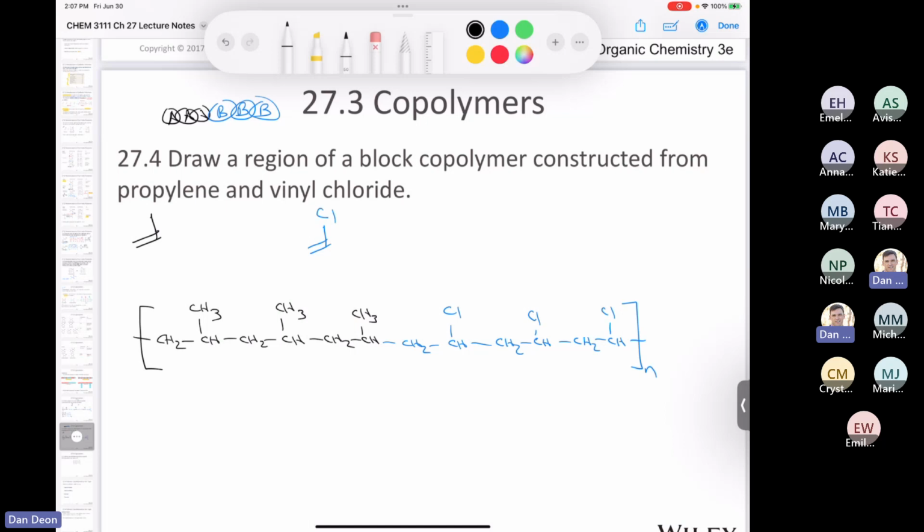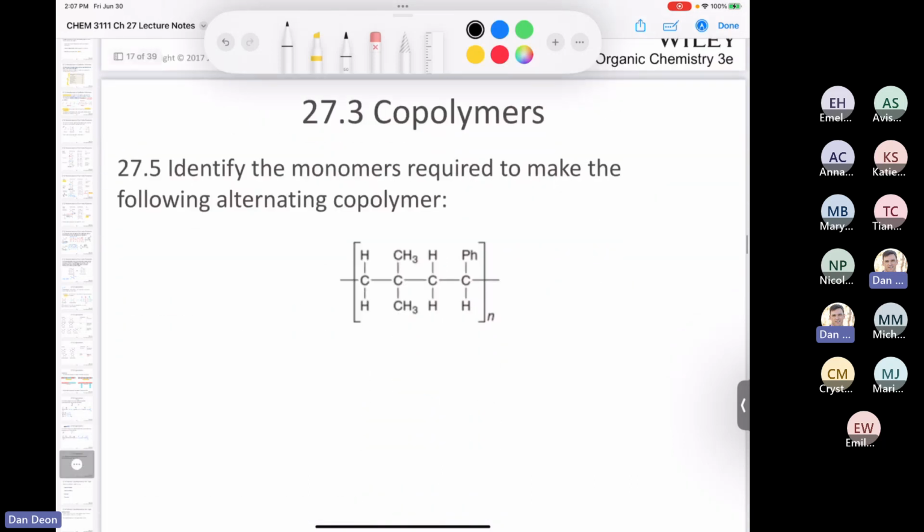Okay, I think there's one more question about copolymers. So let's take a look at it. It says, identify the monomers required to make the following copolymer. It's alternating. And you can clearly see that one of them comes from here, and then the other one comes from here. Can anybody name one of them, just either one of the monomers that this comes from? It's not a trick question. I just want to see if you picked up on any common names. And if you can't name it, it's fine. Anybody recognize either of these monomers?